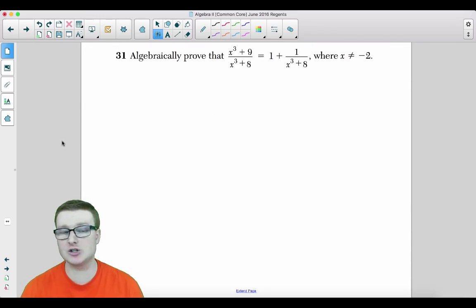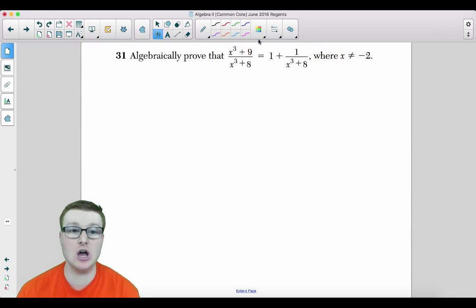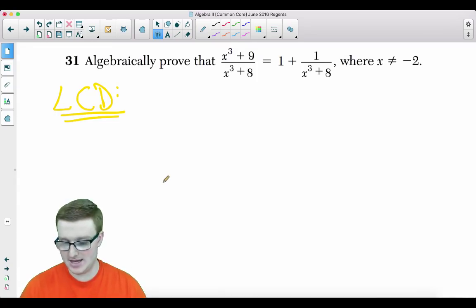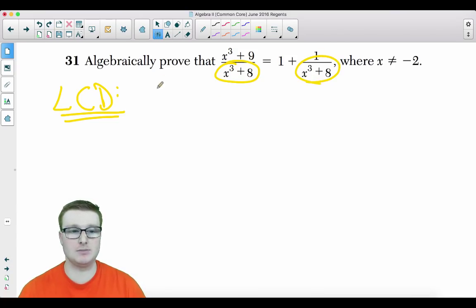Moving on to 31. Algebraically prove that this is equal to this, where x is not equal to negative 2. So basically what you need to do is solve for a least common denominator. We have to find a least common denominator of this. So a least common denominator is x to the 3rd plus 8. So x to the 3rd plus 8.